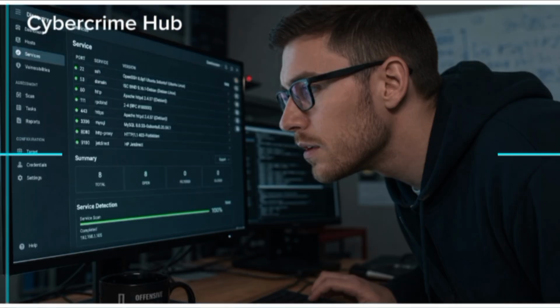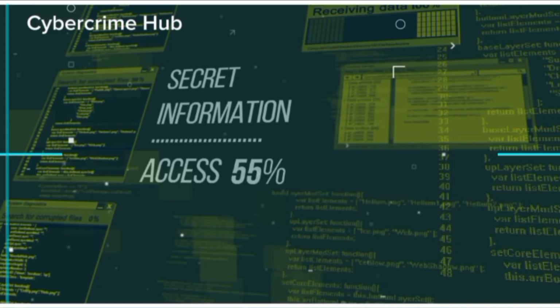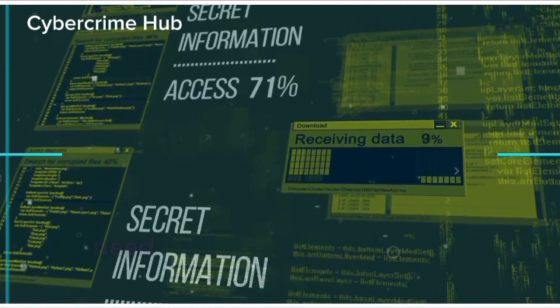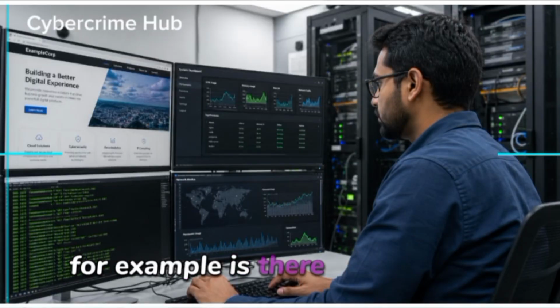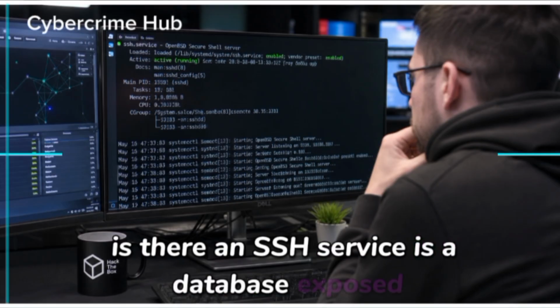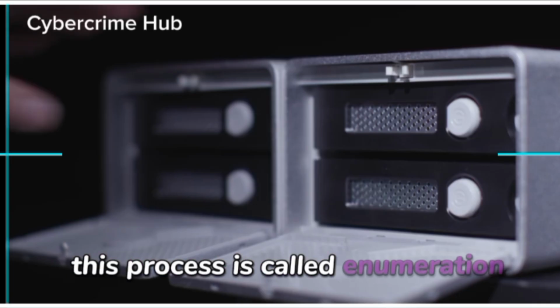Step 2. Enumeration. Now things become more interesting. Finding a server is only the beginning. Security professionals need to understand what that server is actually running. For example, is there a web service? Is there an SSH service? Is a database exposed? Are unnecessary services running? This process is called enumeration.